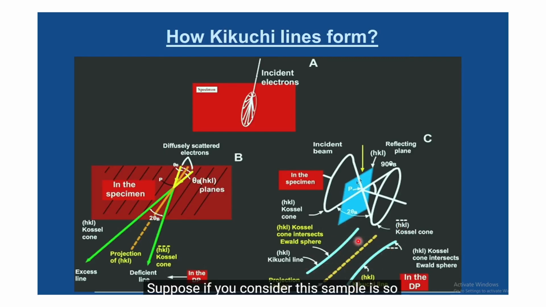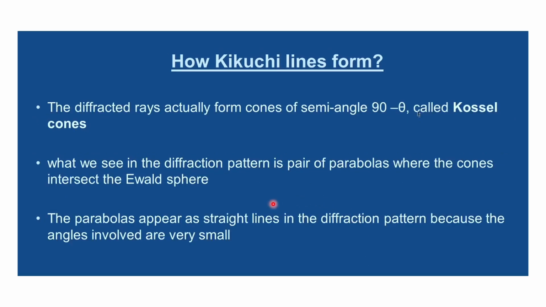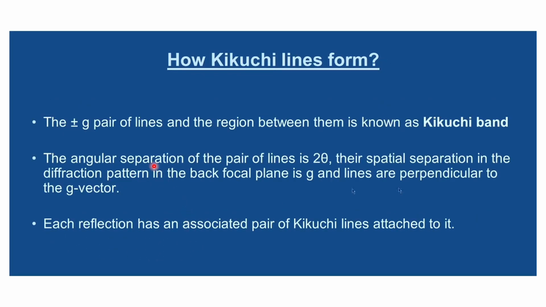These light blue color lines, when projected on the screen, are known as the Kikuchi lines. In this, one Kikuchi line will be darker and one will be brighter, and together these form the Kikuchi line. So these are basically just the interaction of the Kossel cones with the Ewald sphere. They are basically parabolic in shape, but we see straight lines because the angles are very small in this case. Kikuchi lines are basically a pair: one will be the brighter one and one will be the darker one.